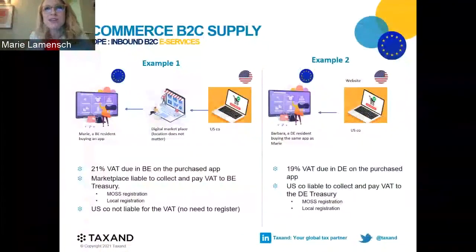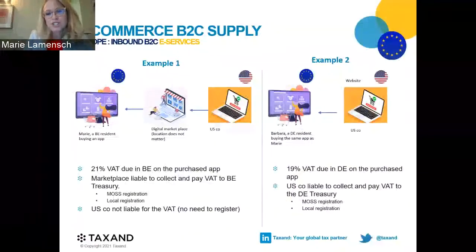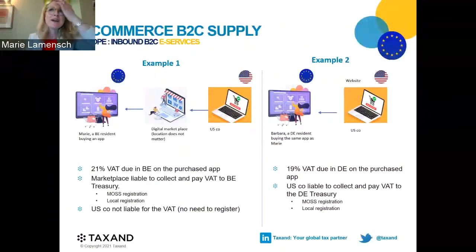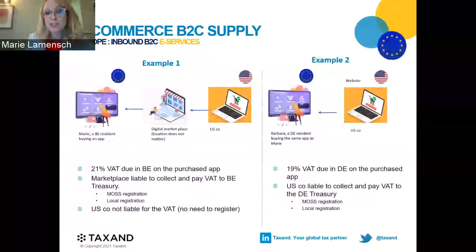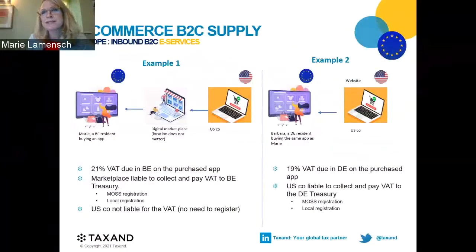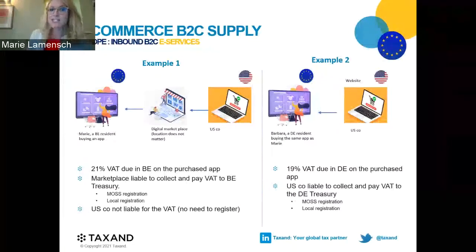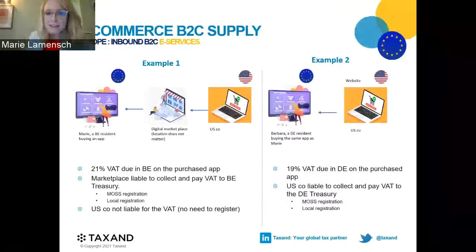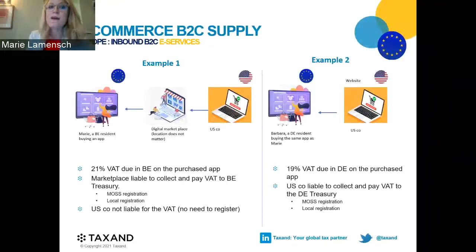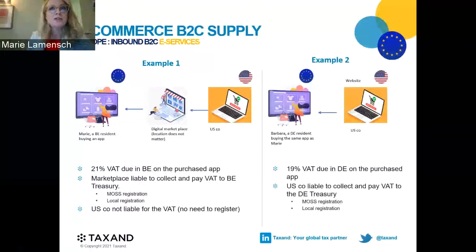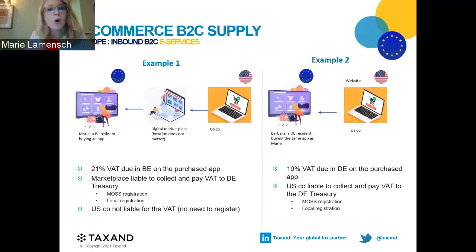So imagine me, Marie, I'm a Belgian resident. If I buy an app from a company which is USCO on this slide, and I buy the app through a marketplace for applications, because I'm a Belgian resident there will be 21% VAT due on that supply. And because there is a marketplace involved, the liability to collect that money and to pay it to the Belgian Treasury will be on the marketplace. So there is no liability in this case on USCO, and so no obligation to register. It will be the marketplace who will either make a local registration in Belgium or use the MOSS.